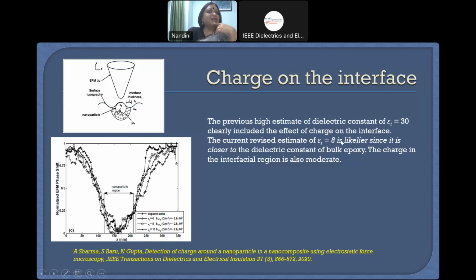Now, 8 is a much more acceptable dielectric constant of the modified interfacial polymer. So it is much more likely that you have morphological changes which modify the permittivity of the interfacial region from 4 to 8, and on top of that you also have a charge on the interface. Let us remember that EFM only measures the electrostatic force, so it cannot distinguish between the effects due to charge and the effects due to permittivity.